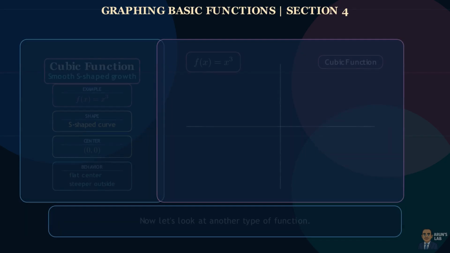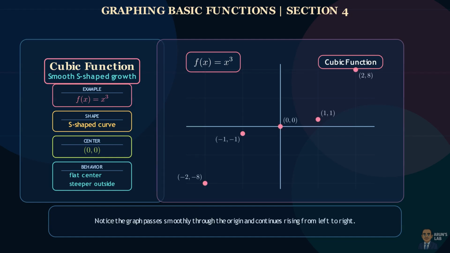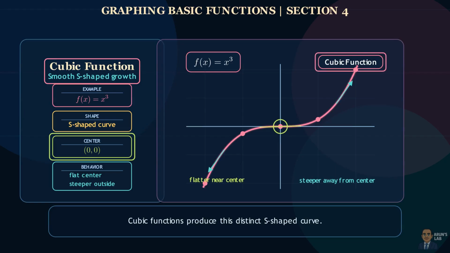Now let's look at another type of function. f of x is equal to x cubed. Unlike the previous graphs, this one creates a smooth S-shaped curve. Let's test some values. See the input x values and their corresponding outputs. Notice something important. This graph passes smoothly through the origin and continues rising from left to right. Cubic functions produce this distinct S-shaped curve.